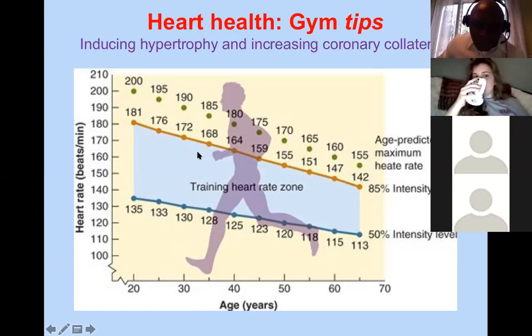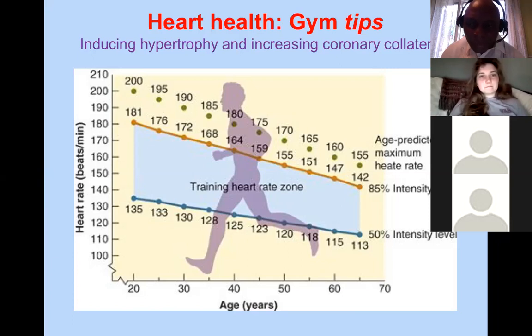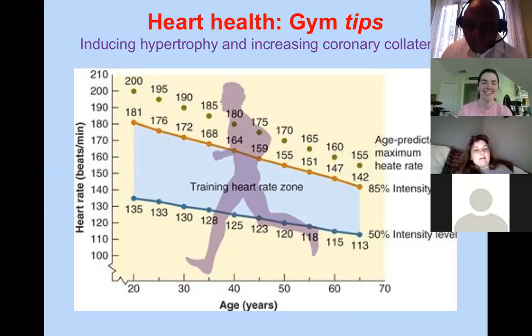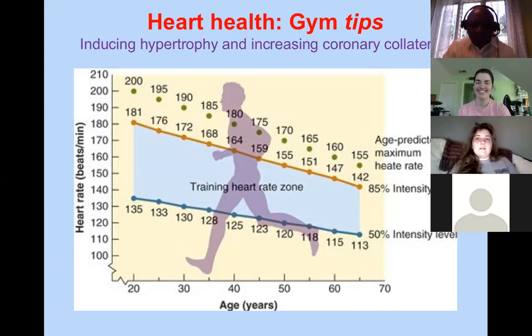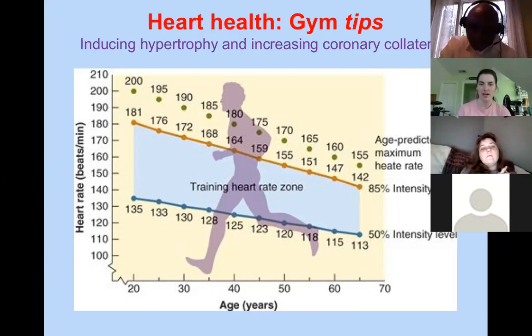Could somebody tell me the age of their dad? My dad is 50. Say that again. My dad's 50. Okay, so Kayla, your dad is 50. So what are you going to advise your dad now that you have this graph? He should exercise between 120 and 155 beats per minute and not go beyond 170. Okay.